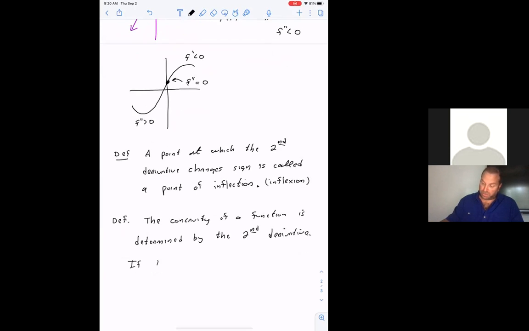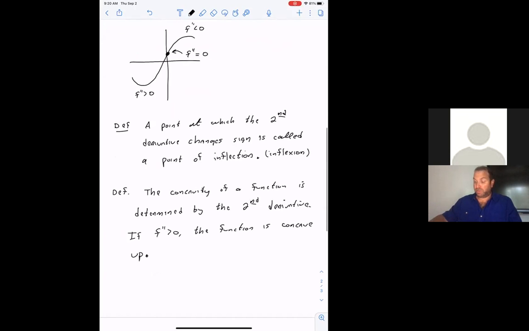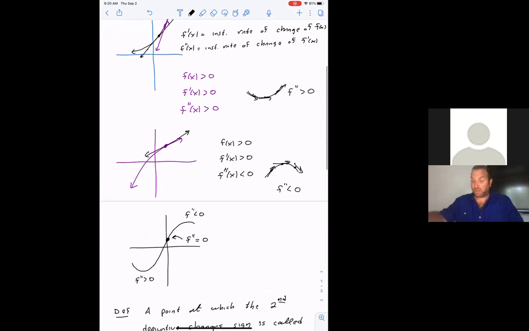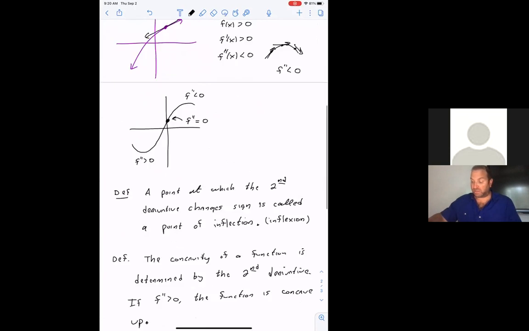If f double prime is positive, the function, at least at that location, is concave up. Because remember, it looks like a bowl. Second derivative positive looks like a bowl, so it's concave up.